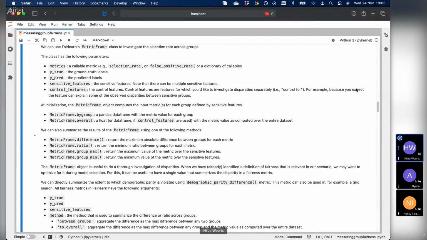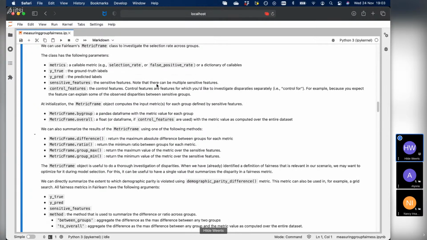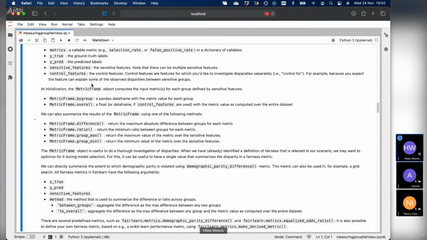So for example, you might expect that some particular feature could explain some of the observed disparities between sensitive groups. If you are predicting the amount of salary that somebody should get, then you could say, well, the number of hours that you work, we should control for that when we compute whether there are disparities between groups. So explainable features can be included here.